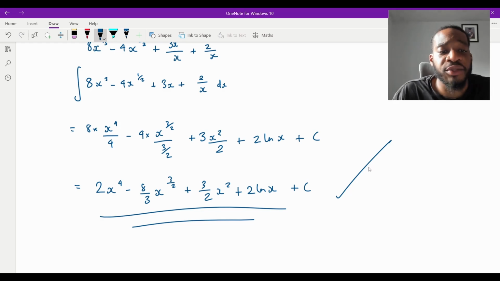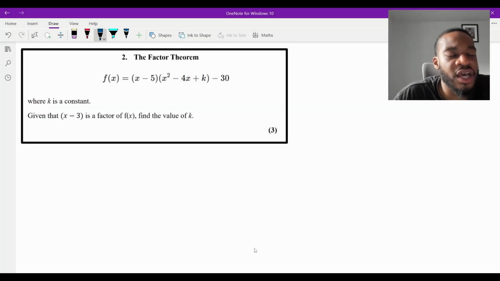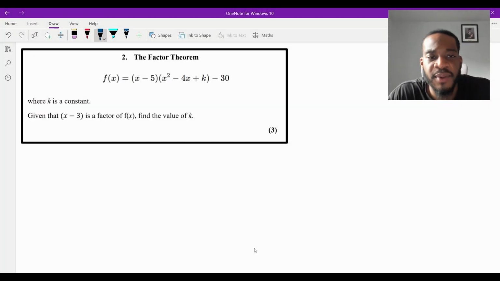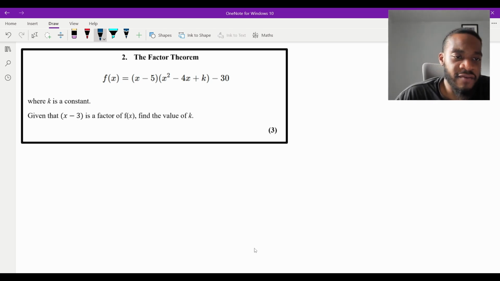And that's it. Finished. Okay, so question 2 says f of x is equal to x minus 5 times by x squared minus 4x plus k minus 30, where k is a constant. Given that x minus 3 is a factor of f of x, find the value of k for 3 marks. Okay, so this is just a factor theorem.